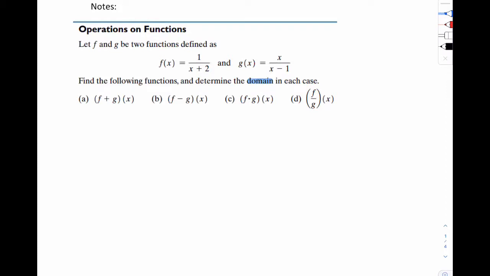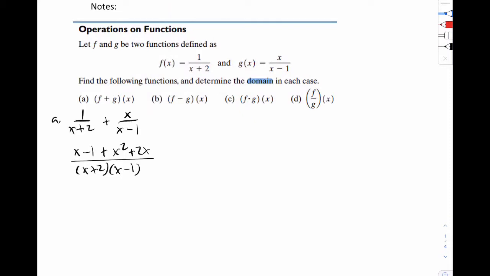These are pretty intuitive. If it says f plus g, you literally just take f, 1 over x plus 2, and add it to the g function. From here, this is basic algebra 1. Let's get your common denominator. So multiply this one by x minus 1. So you have x minus 1. Multiply this one by x plus 2. That's x squared plus 2x. And that's being divided by your common denominator, which is x plus 2 over x minus 1.